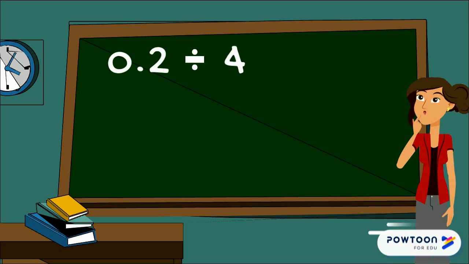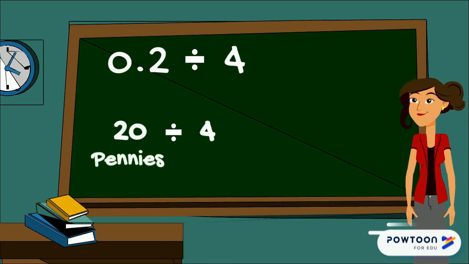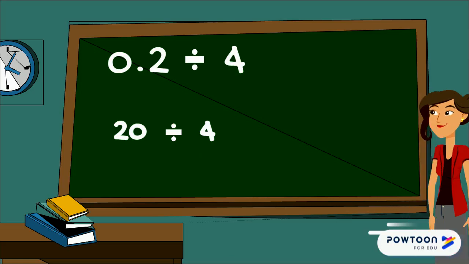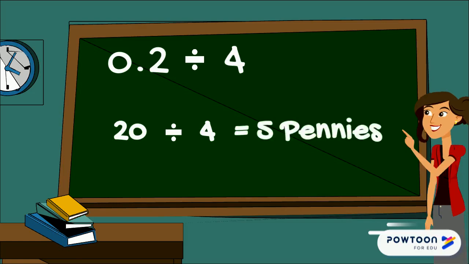What is 2 tenths divided by 4? Since 2 tenths is actually equal to 20 cents, that means 20 pennies divided among 4 people. Now, write the solution for 2 tenths divided by 4. Since 20 divided by 4 equals 5, every person receives 5 pennies, which equals 5 cents.